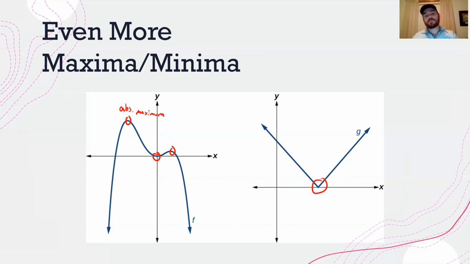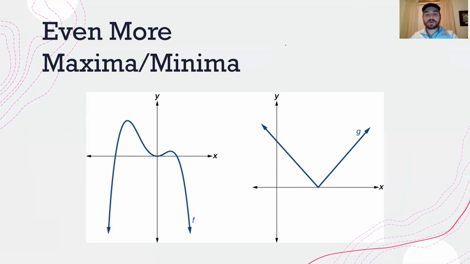Now, one thing I do want to say before I move on from this is that absolute maximums and minimums are local maximums and minimums, right? So this is the absolute maximum of this function. It's also a local maximum, right? Because it is the highest point nearby. This is the absolute minimum, but it's also a local minimum, right? There's nothing nearby that's going to be lower. So it is both an absolute and a local maxima, or maxima in this case and minimum in this case.